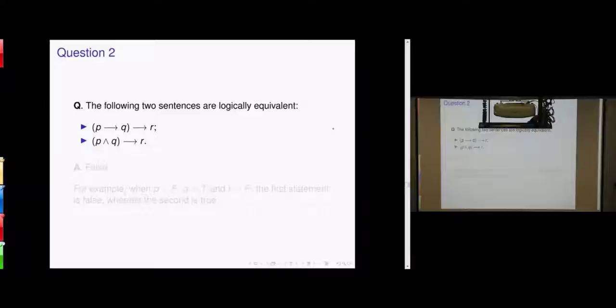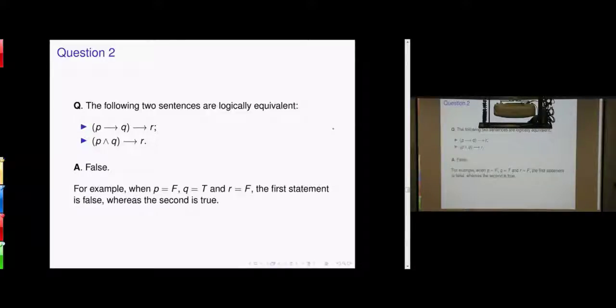Now question 2. The following two sentences are logically equivalent. This is testing whether you understand the meaning of logical equivalence. So what do we learn? We draw a truth table. If the truth tables are the same, then they are logically equivalent. But I guess if you draw a truth table, it's false. Let's try. I claim that when P is F, Q is T, R is F. Let's calculate. So I give P F, Q T, R F. What do I get?